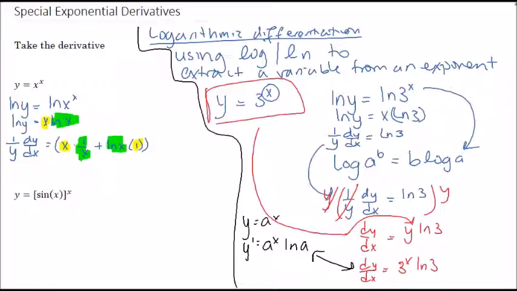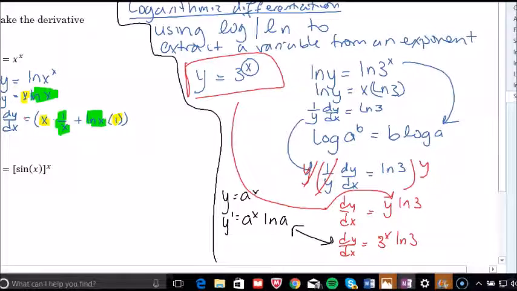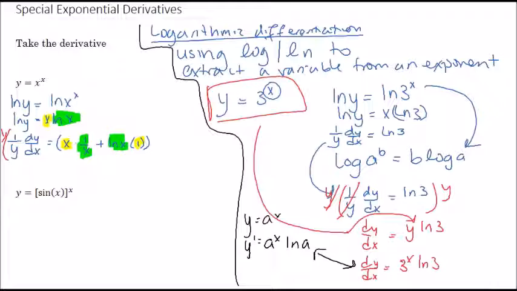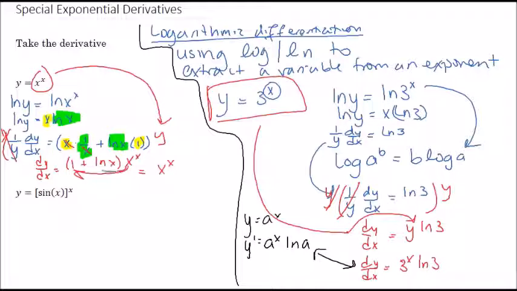And just like in our previous example, I'm now going to multiply both sides by y to get dy dx by itself. So multiply both sides by y, get rid of that, and we're left with dy dx is x times 1 over x, which is just 1, plus ln of x, times y, and again, y is x to the x. So just like here, I substituted in the 3 to the x, I'm going to substitute in x to the x. So my final answer, when distributed, is x to the x plus x to the x ln of x.